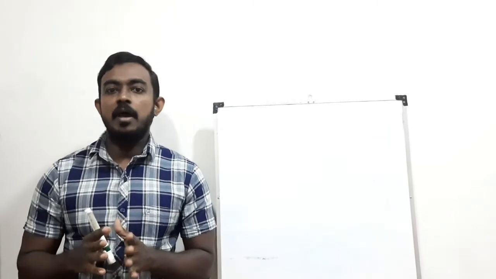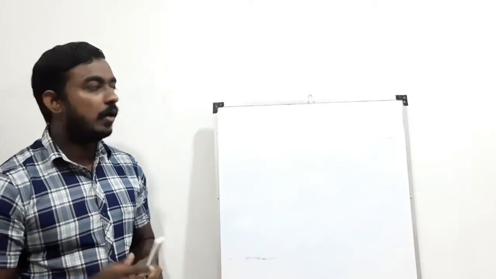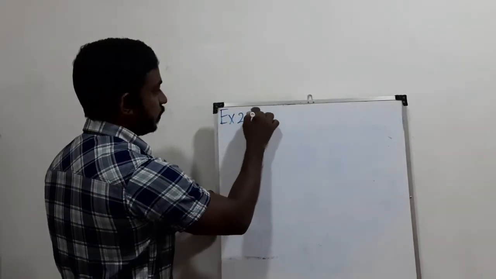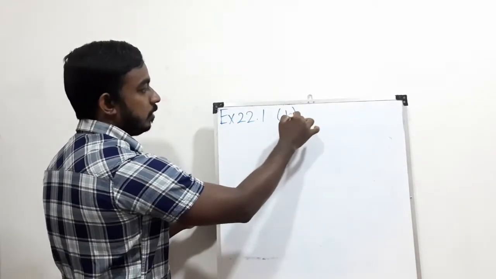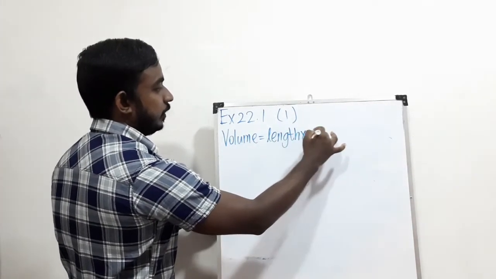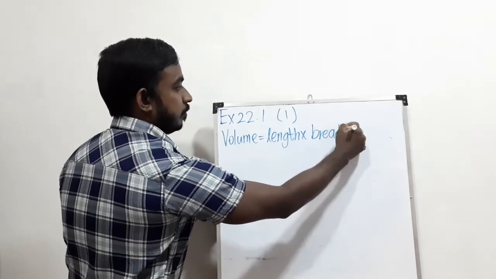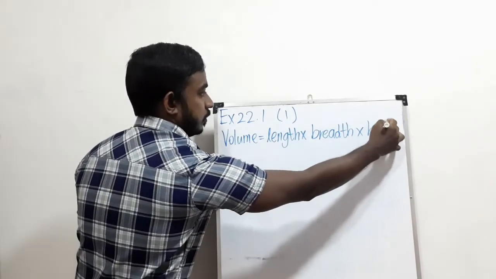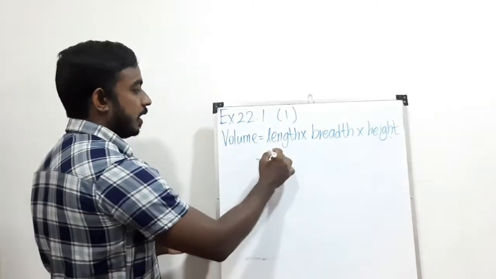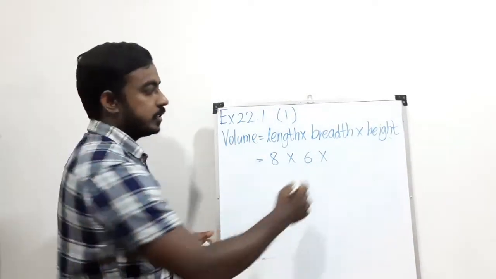Here, as you can see, they have given us length, breadth and height. So, let us find volume. As they have given us length, breadth and height, I have to use the previous formula. So first of all, we have to put the correct exercise number, exercise 22.1, and the question number 1. So I would write that formula, volume equals length into breadth into height. Now what we have to do here is to substitute the values, it's so easy. So first one is 8 into breadth, they have given us 6, then again height as 5.